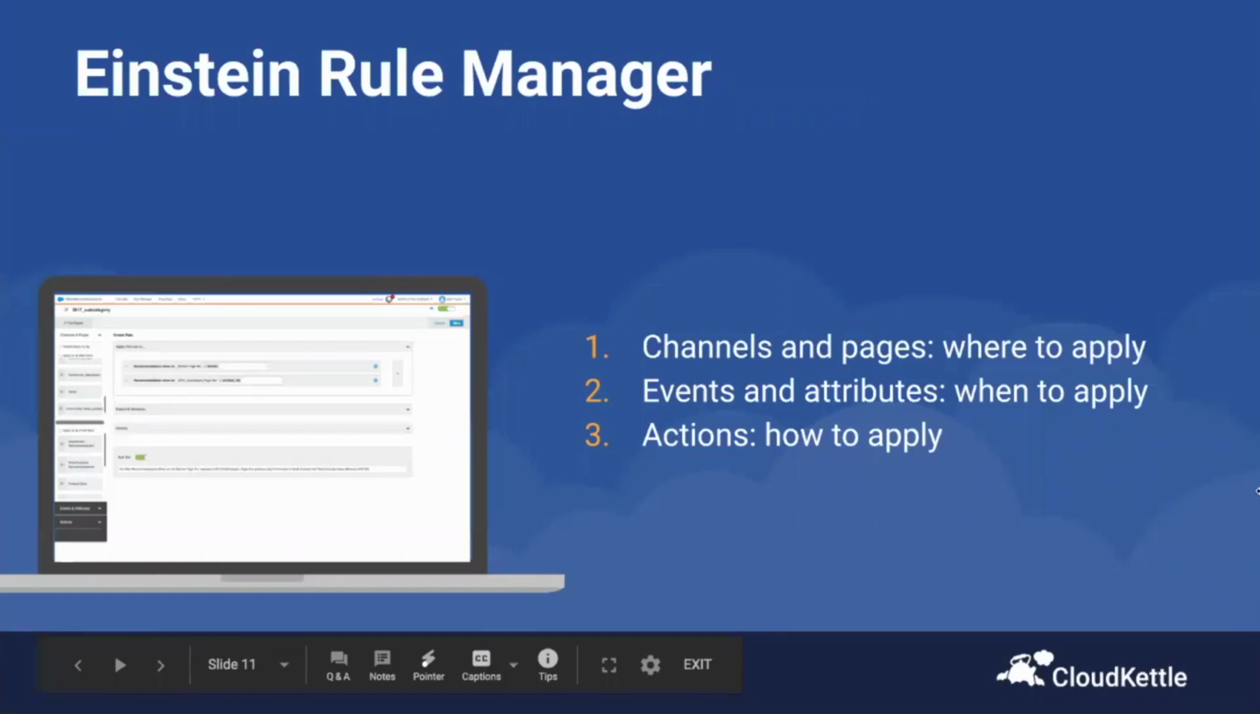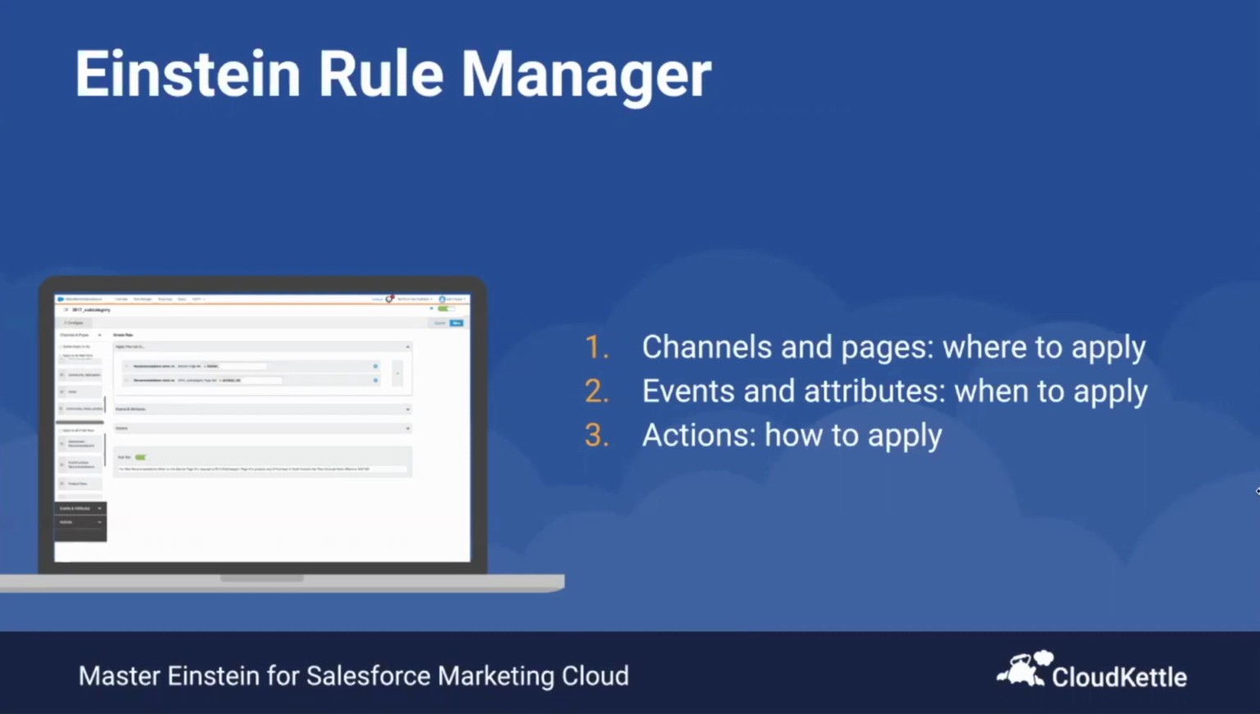While Einstein automatically determines the next best product recommendation or content to display in your email or on your website, Einstein Recommendations Rule Manager lets you refine what recommendations are displayed. Three configurable sections are available when creating rules. Channels and pages refer to where to apply the rule, specifically which channels, that is, web or email, the recommendations apply to. And you can choose to apply these rules to specific recommendation blocks or all blocks.